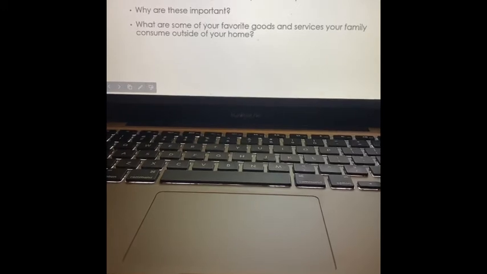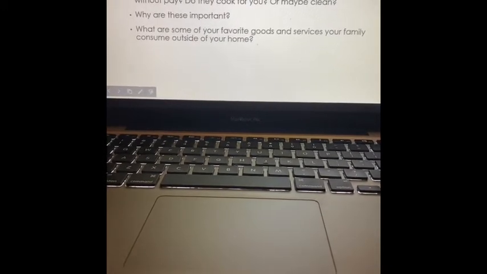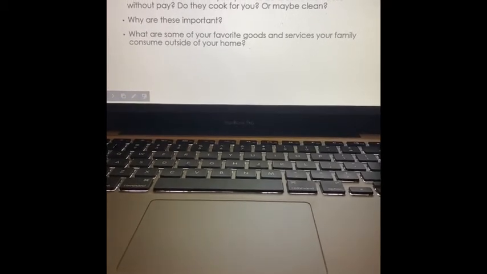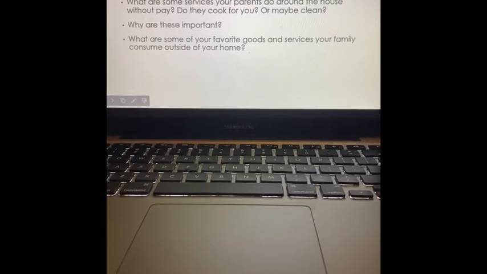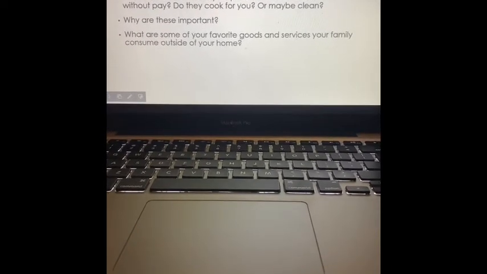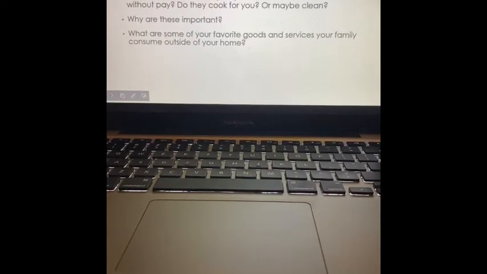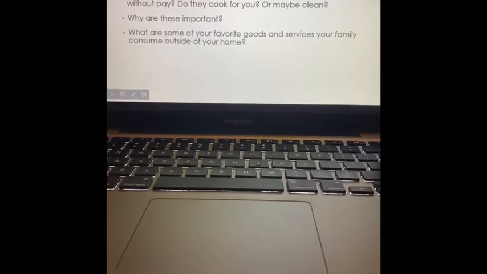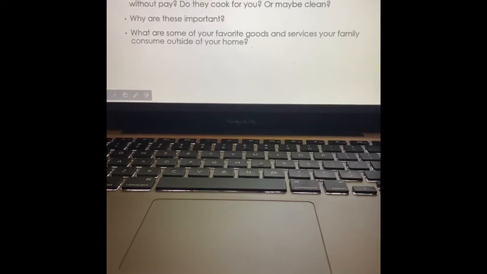And then I have on here, why are these important? And the answer that I kind of expect for this is because they wouldn't get fed without it, or they would eat nothing but junk food. And do they maybe clean? I have that. That's important because their houses would be a wreck without it. And I expect this to go on probably about 10 minutes each.